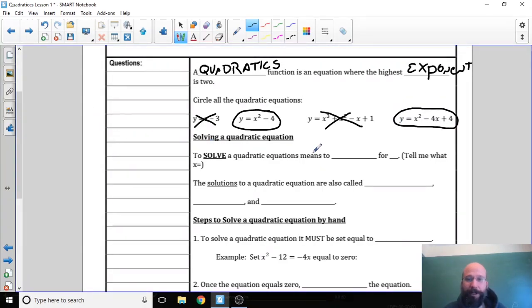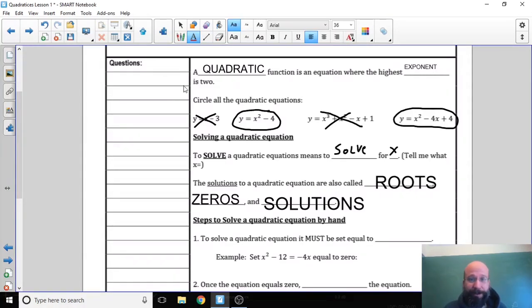To solve a quadratic equation means to solve for x. You're going to tell me what x equals. The solutions to a quadratic equation are also called roots, zeros, and solutions.